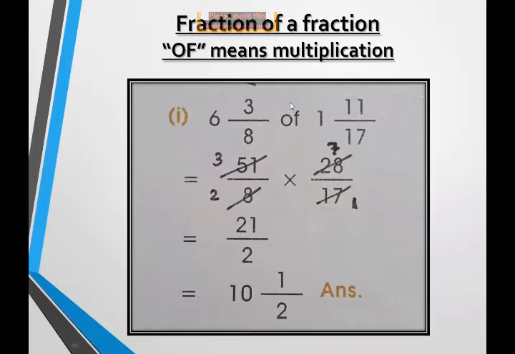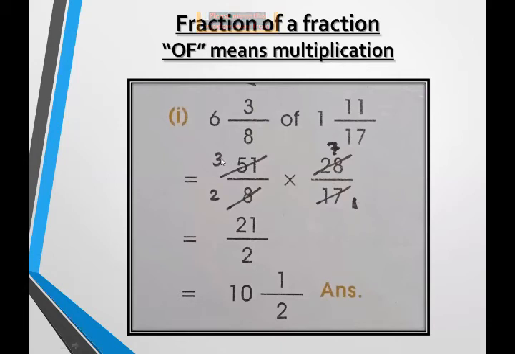So first we convert this "of" into multiply. In the very first step, change the signs of all the operators. So this "of" represents the sign of multiplication. Now the question is in the form of a mixed fraction. 6 3 over 8 means numerator, denominator, and whole number are present. So this fraction is known as a mixed fraction.